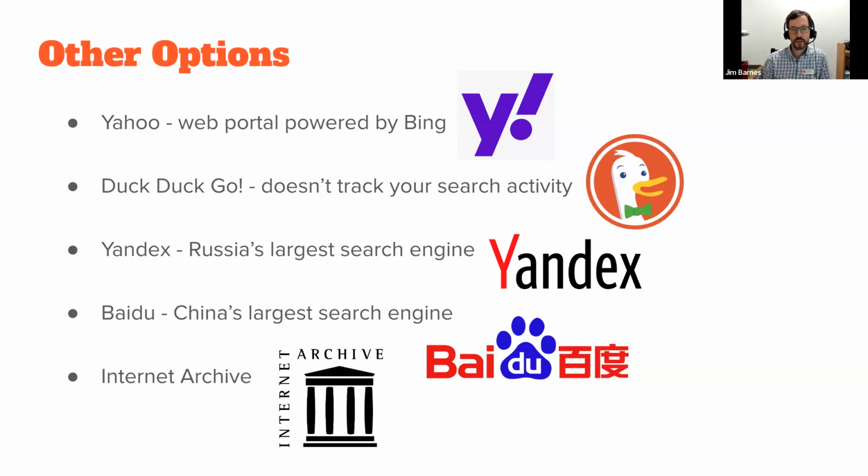Yandex is Russia's largest search engine. Baidu is China's largest search engine. So these search engines are really big, but worldwide they don't make up nearly as big of a market share as Google and Bing. And then there's also the Internet Archive, which is pretty neat. You can look and find old things that have been posted on the internet in the past. They have what they call the Wayback Machine, where you can search the history of the internet, and there's lots and lots of free content on there.